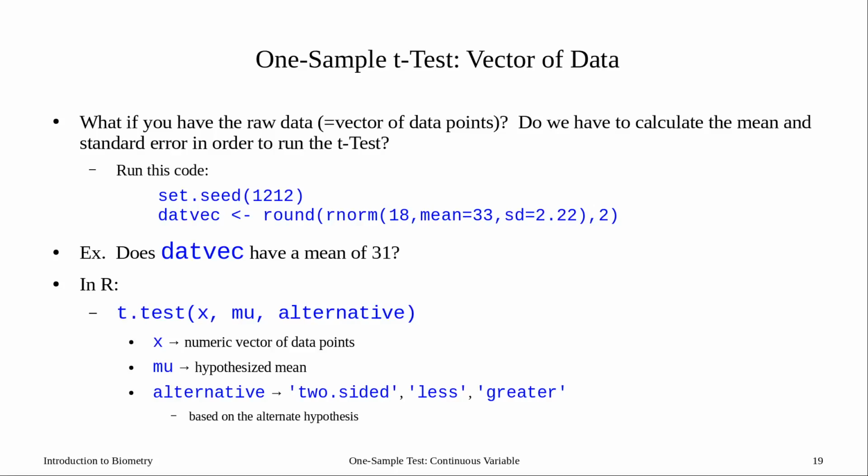Well, we just use the function t.test, and we pass it a vector, our hypothesized mean, mu, and specify our alternative being either two-sided for a two-tail test, less, or greater. So for this example, what I want you to do is to run this code in R. So pause the video, open up RStudio, get your Markdown document ready, and run this code.